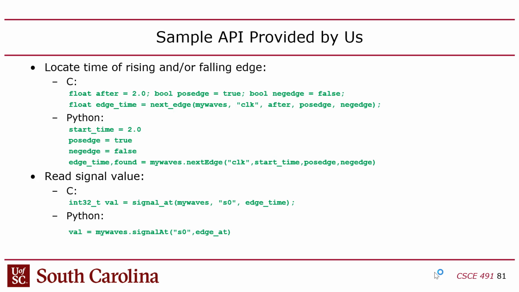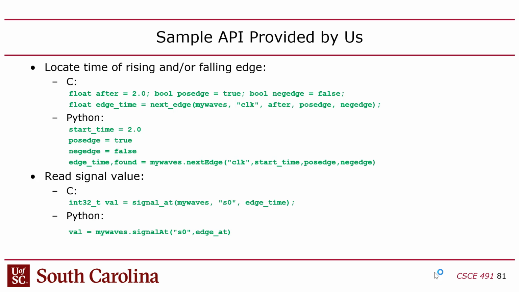Okay, then once you do that, you have basically two functions you use: next edge and signal at. So the waves object that you're creating is stateless. It doesn't keep track of where you are, what time you're at. Which, I don't know, maybe we should have made it stateful. But the way we're doing it is you have to keep track of where you're at in the file. So you need to have a variable called time. So you'll start time at 0.